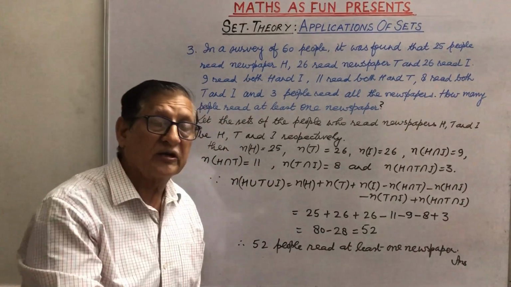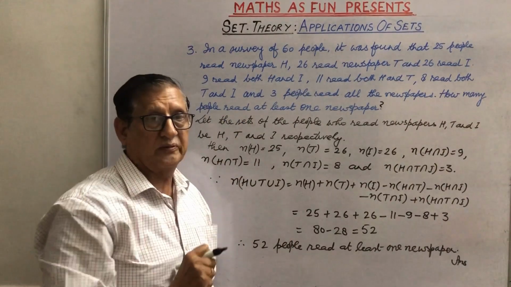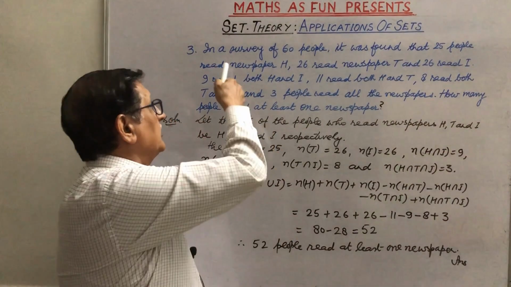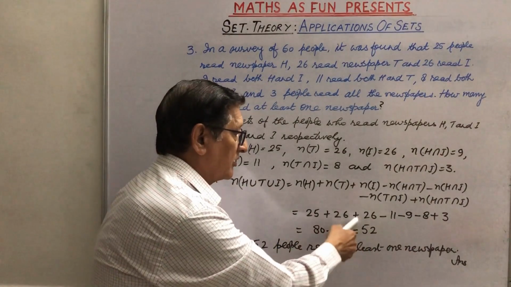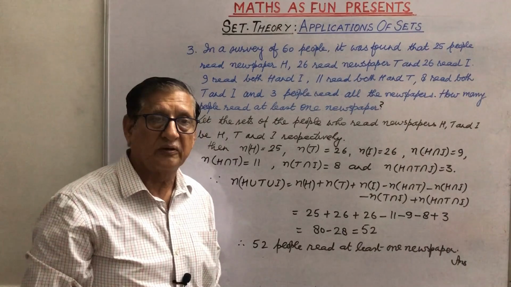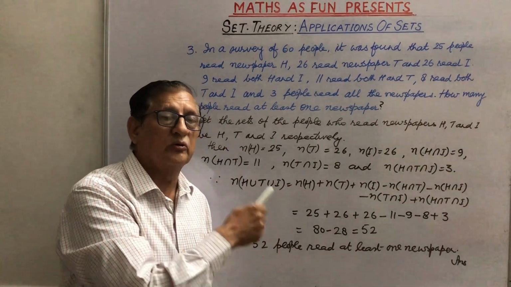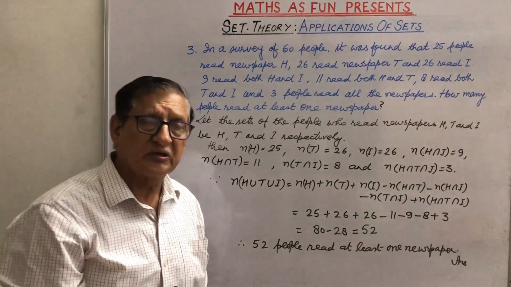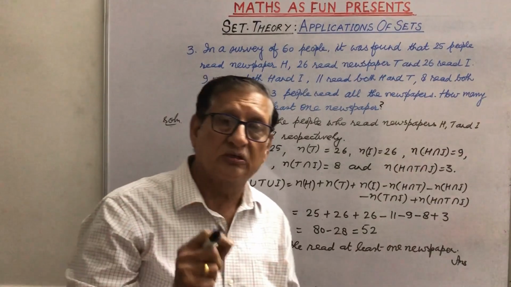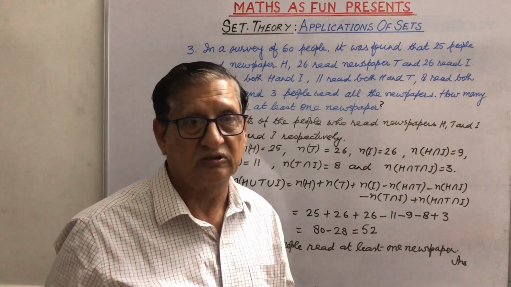In case we want to find out how many people are not reading any newspaper, then as we know, there are a total of 60 people, and out of that 52 are reading at least one of the newspapers. We can subtract and find out that there are 8 people who are not reading any of the newspapers. Like this, we can apply sets to daily life problems, and also we can find out their solutions.